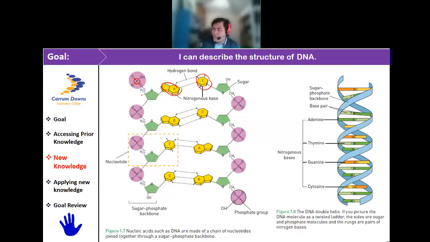So the phosphorus backbone, and then you've got the deoxyribose sugar as well. That's the green bit here. That's the sugar. So we call this the sugar backbone, the sugar-phosphate backbone, with the phosphate group.